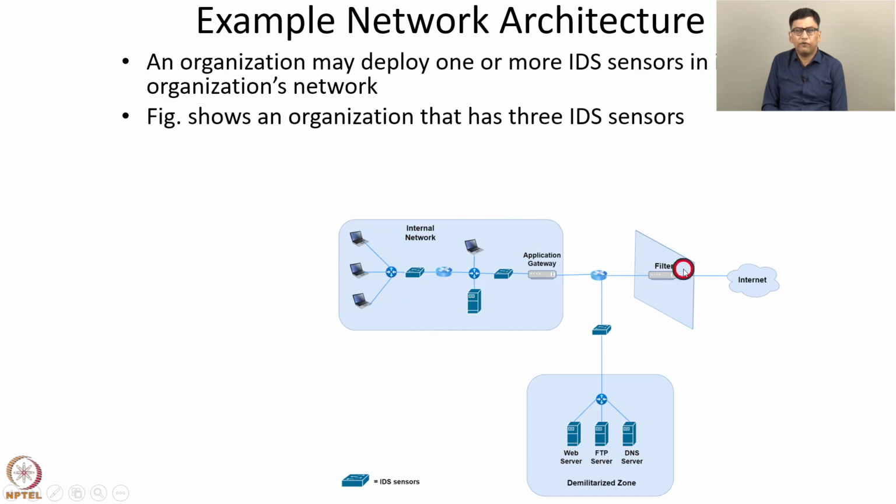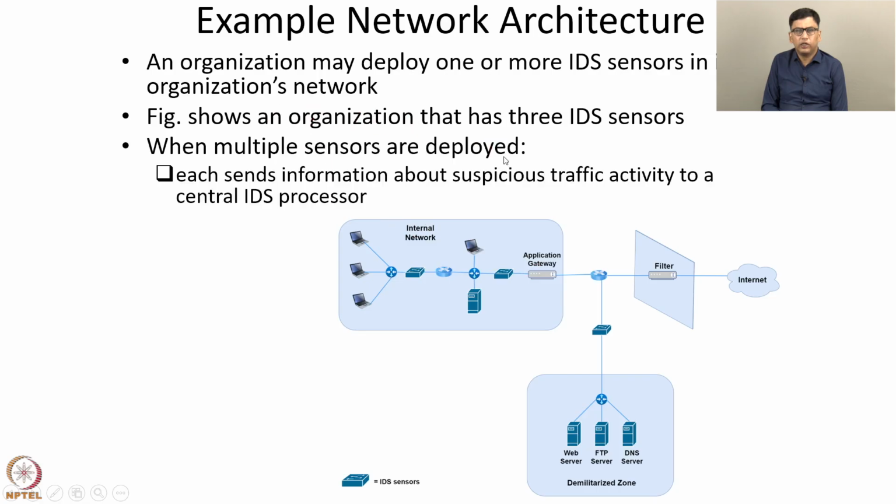So there is a packet filter at the boundary of the network, and then there are several routers, desktop computers, and servers, and so on in the network. And there are three IDSs, 1, 2, and 3. So these are three IDS sensors, which analyze the packet headers as well as application data of the packets that flow through these IDS sensors. When multiple sensors are deployed, each sends information about suspicious traffic activity to a central IDS processor.